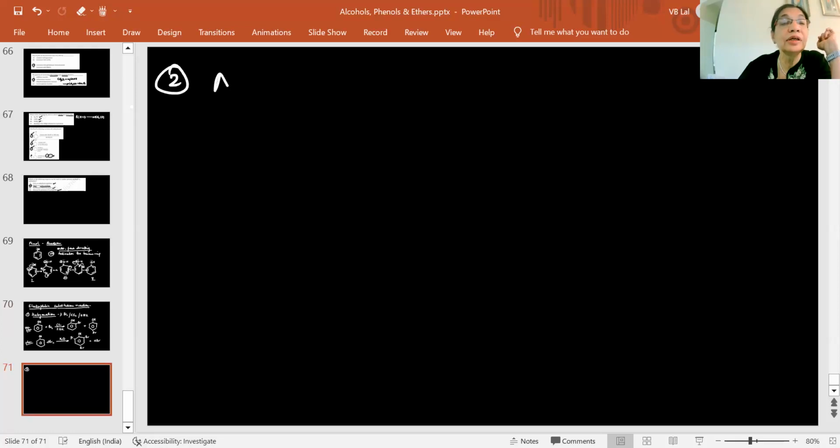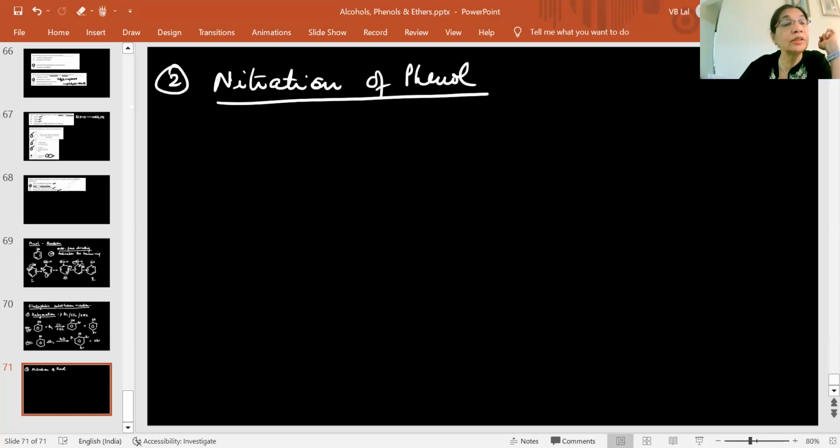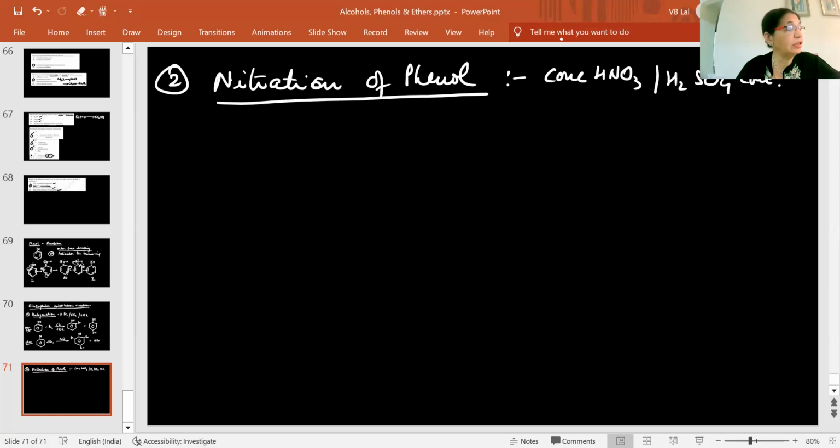Now, supposing I have to do second reaction. Second reaction is nitration of phenol. How do I do nitration reaction? What are the reagents that we use? It is a nitrating mixture, which is always concentrated HNO3 and H2SO4, also concentrated.